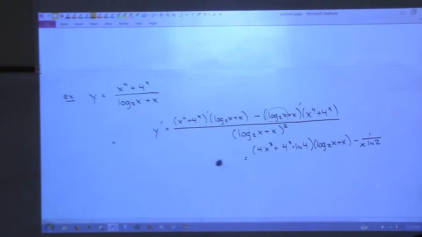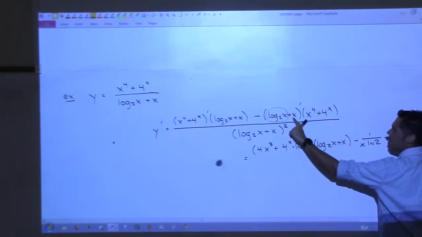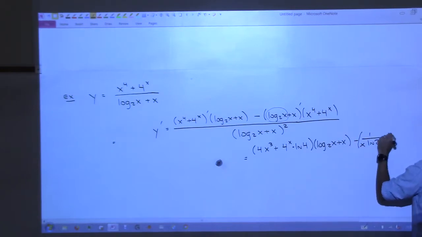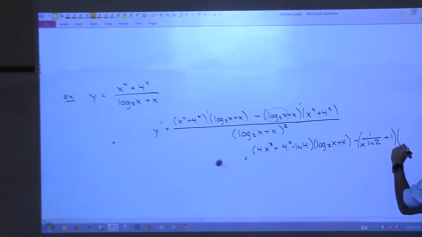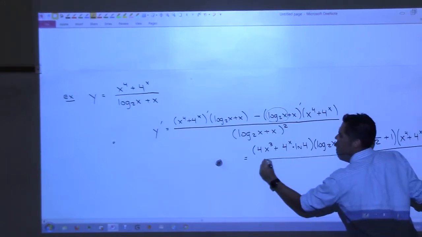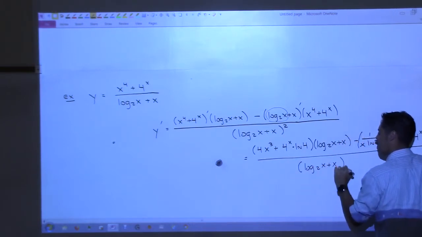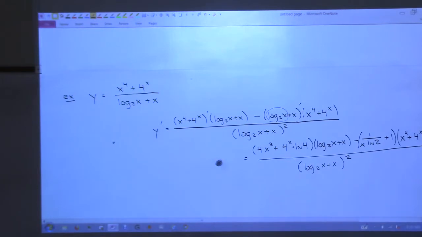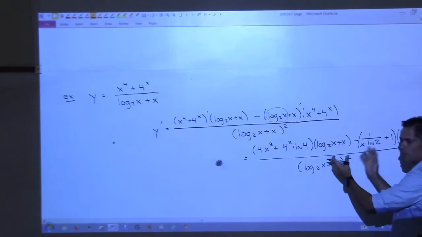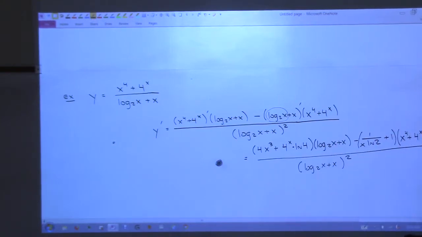Okay, what else am I needing here? Plus 1. That's the derivative of x, which is 1. And I need that in parentheses. And then times x plus 4 to the x. And then all over the bottom squared. Okay, so that would be the derivative right there. There's not a whole lot we could do that would clean this up and make things cancel and go away and get nicer. It's ugly.